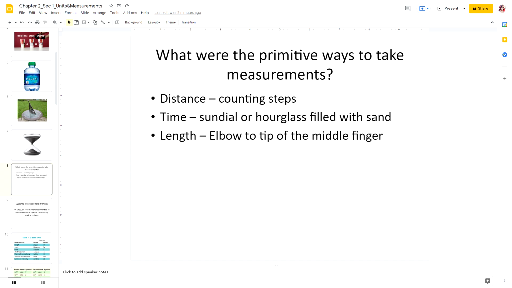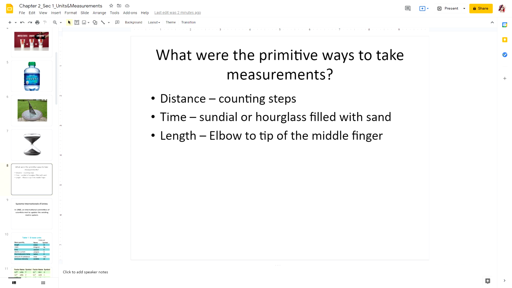So we have, for example, for distance, they would only count the steps that they would make. And for the time, as I've mentioned, the sundial or hourglass filled with sand. And for the length, from the elbow to the tip of the middle finger. So they used to measure the length, whether it is a foot or a yard, from the elbow to the tip of the middle finger, or from the tip of the middle finger to the middle of the chest. So that's how they used to measure.